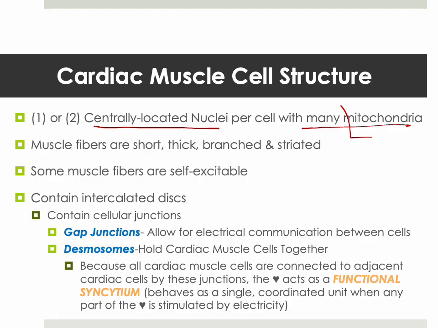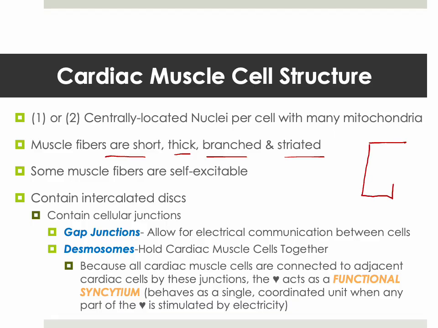If you guys remember your biology, the mitochondria in the cells is the powerhouse of the cells, okay? This is where all the energy is produced. The muscle fibers are short, thick, branched, and striated, and you guys will see. Whenever I think about the muscle cells of the heart, I think about pants because they kind of look like that. They kind of look like little pants with stripes, with a nucleus and tons of mitochondria, okay?